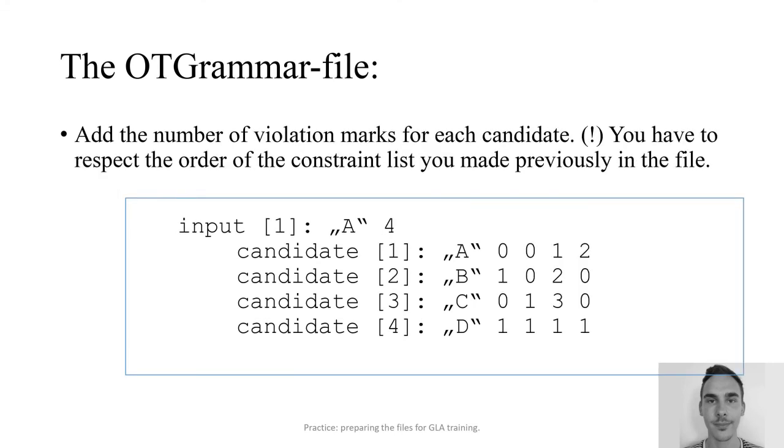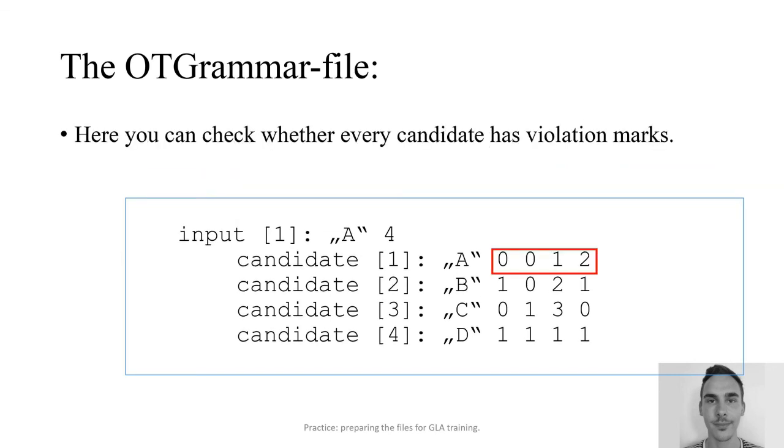And lastly, you list the number of violation marks that each constraint you previously mentioned in the file assigns to the candidate in question. Since this is a toy example, I randomly chose the numbers for this grammar. And while doing this, you will have to respect the order in which you listed the constraints at the beginning of the OT grammar file. In this toy grammar, I listed the constraints in the following order: C1, C2, C3, and C4. This means that, for instance, C1 and C2 assign 0 violation marks to candidate A, C3 assigns 1 violation mark to candidate A, and C4 assigns 2 violation marks to candidate A.